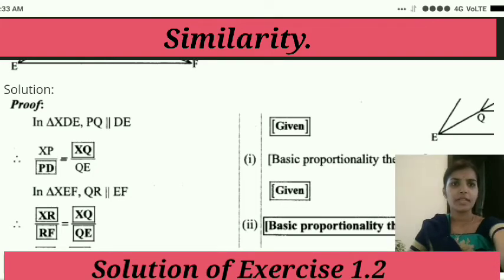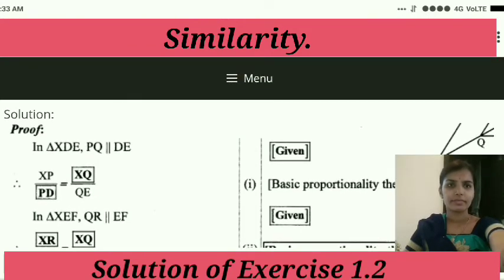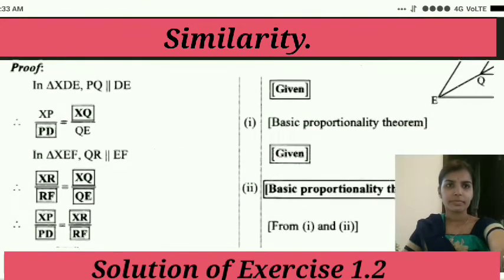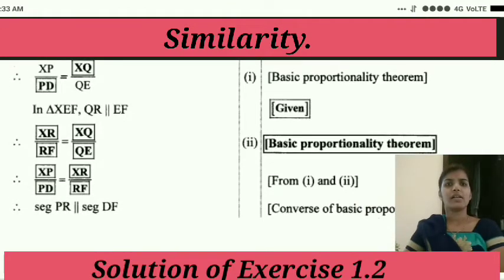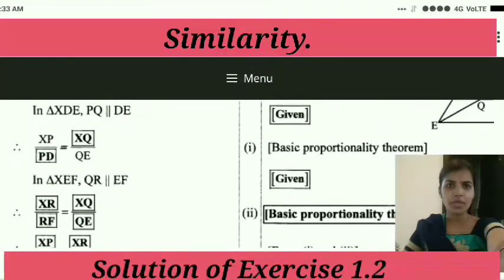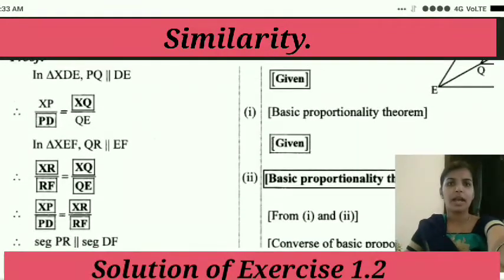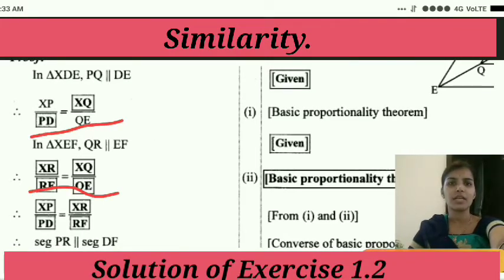Okay. Then in second triangle, XEF, QR is parallel to EF. So again we are having the ratios XR upon RF and XQ upon QE. So you observe these two equations. This is our first equation and this is second equation. Okay. So you observe these two equations. Here also XQ upon QE and here also XQ upon QE.